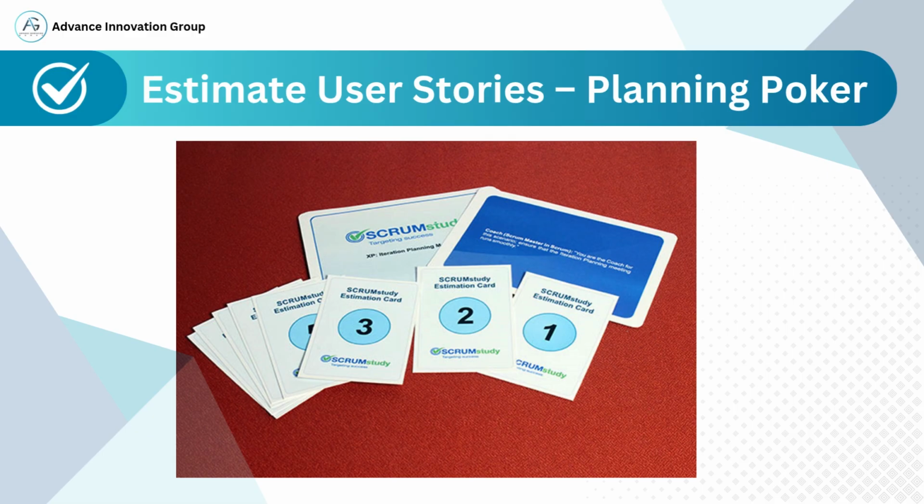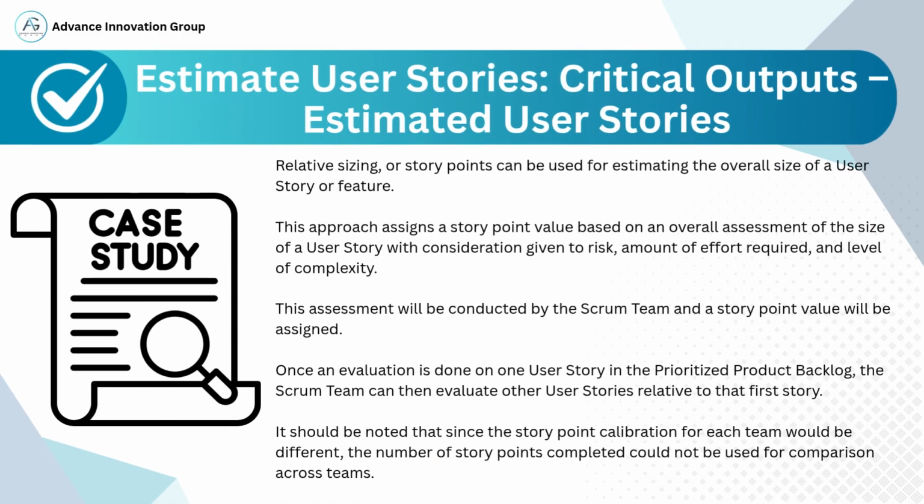Planning Poker encourages full participation, promotes critical discussion, and leads to better shared understanding of requirements. It also aligns with Scrum values of commitment, openness, and respect. This slide focuses on one of the key outputs of the estimation process: estimated user stories, and how Scrum teams use relative sizing with story points to determine effort. So, what exactly are story points?